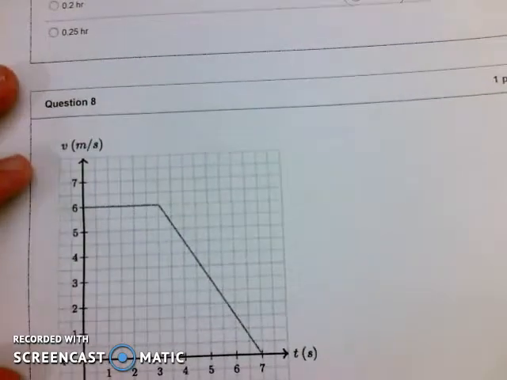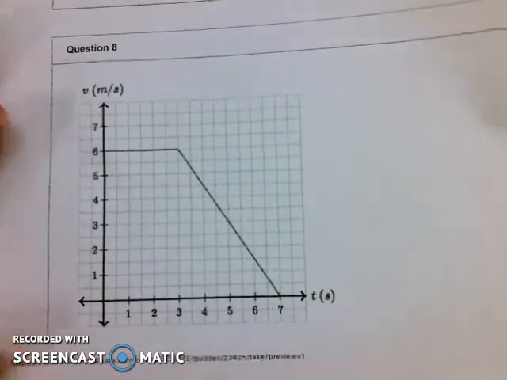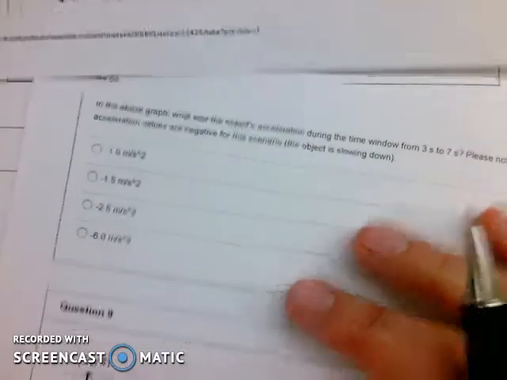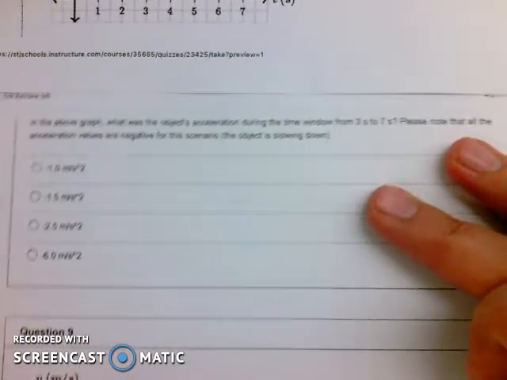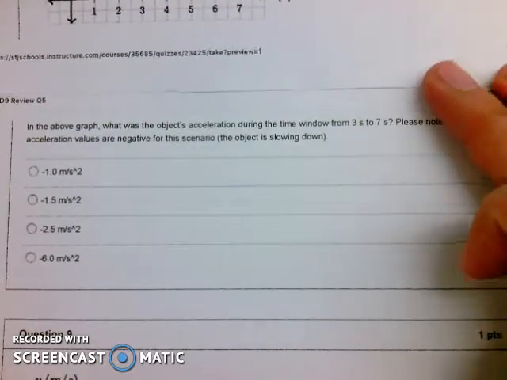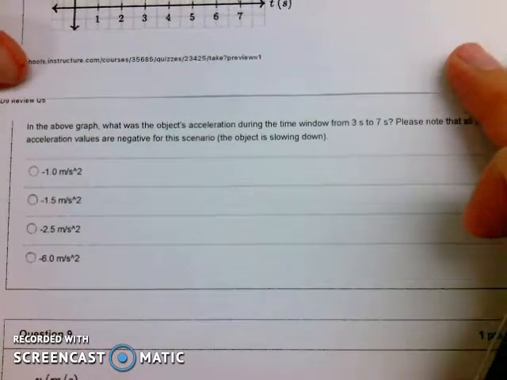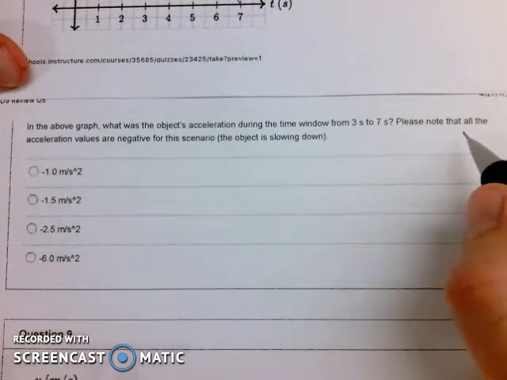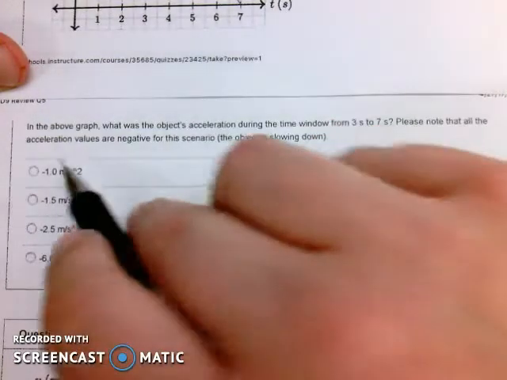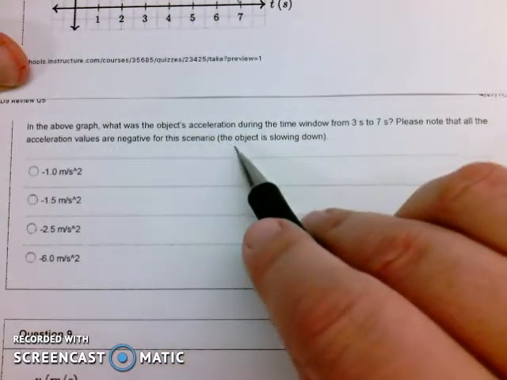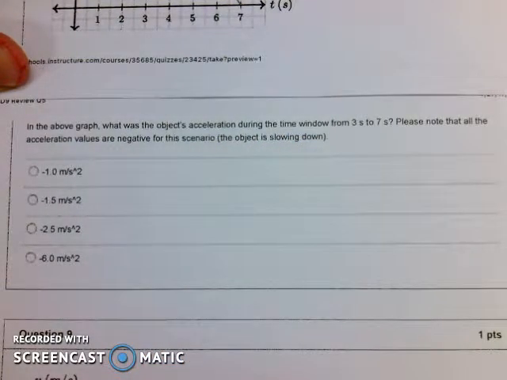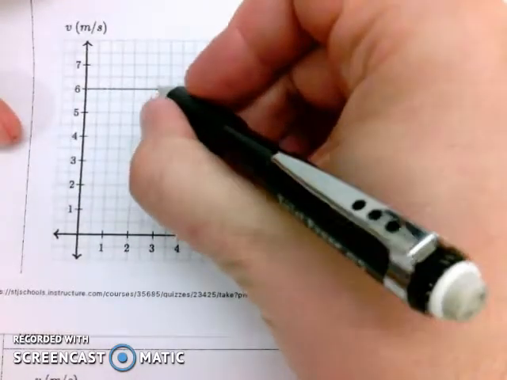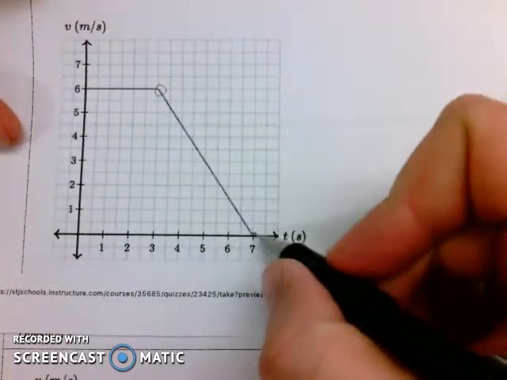All right, here's this lovely little graph, and we have a question about it on the next page. So let's see what I can do here. All right. In the above graph, what was the object's acceleration during the time window from 3 seconds to 7 seconds? Okay, so we need to look from 3 seconds to 7 seconds. And then I said, please note that all the acceleration values are negative for the scenario. All right, the object is slowing down, right? So you're going from here, right, to there.